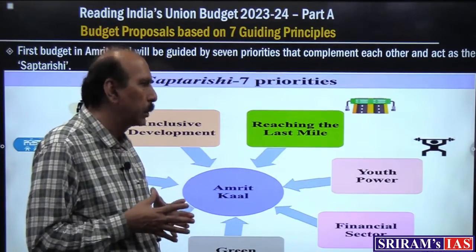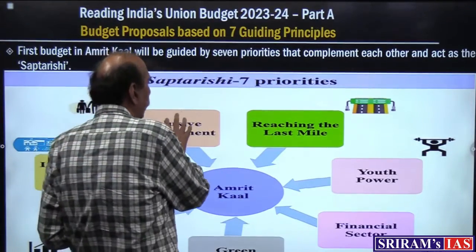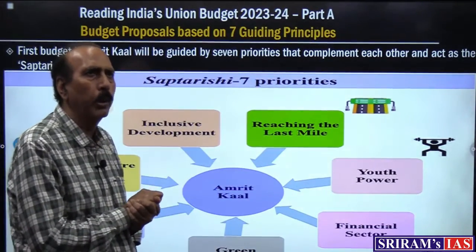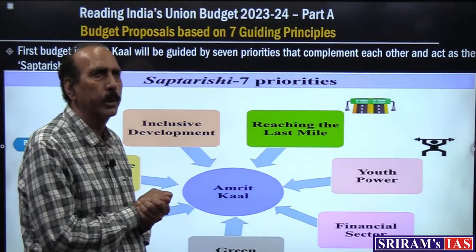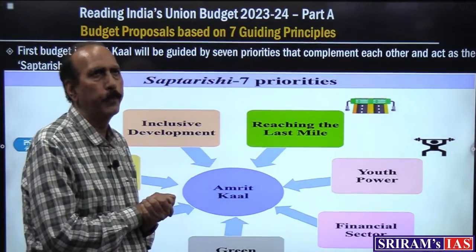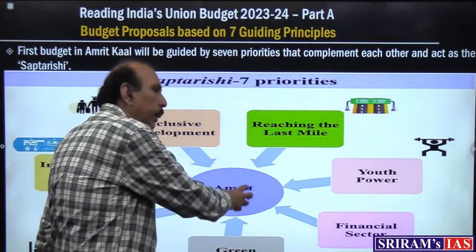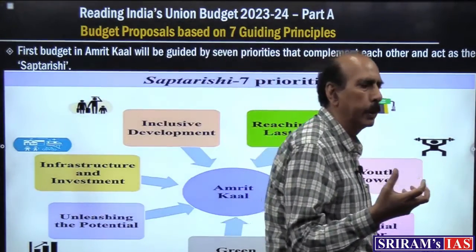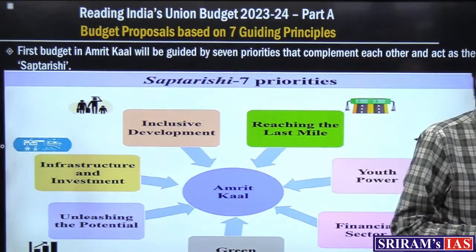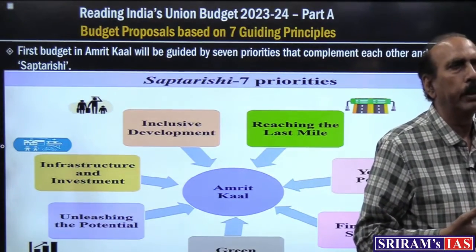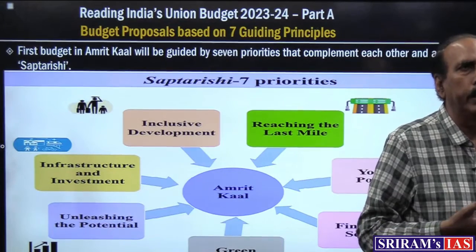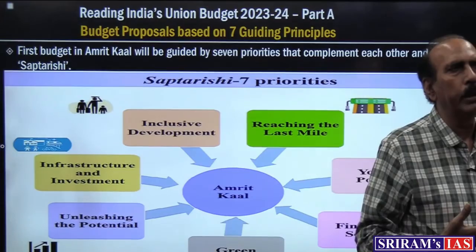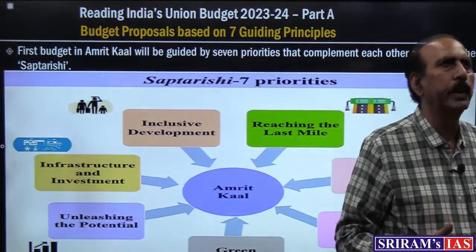And you see in this priority, the first, inclusive development, and reaching the last mile, both are focusing on inclusive growth. And green growth is focusing on environment compatibility. Therefore, the concept of sustainable development we adopted is actually complied with in this budget. We are focusing on inclusive growth, we are focusing on green growth.